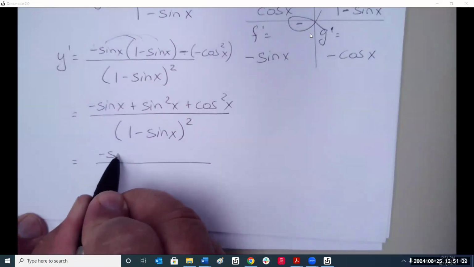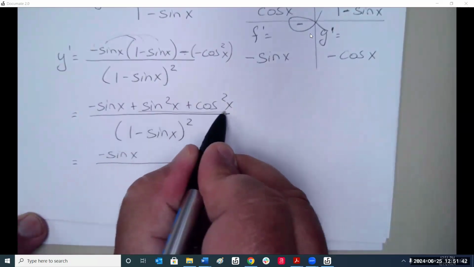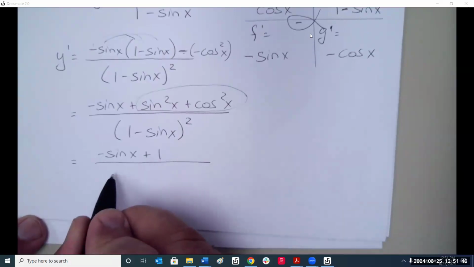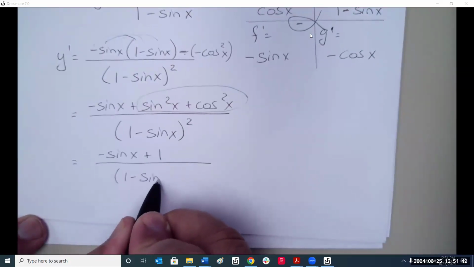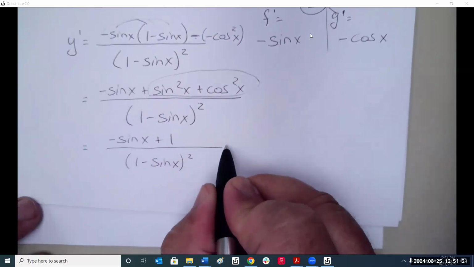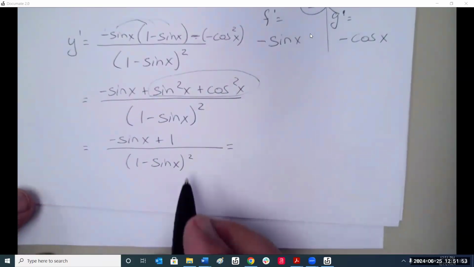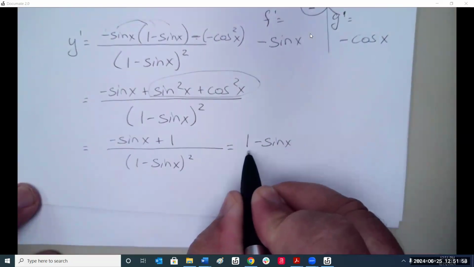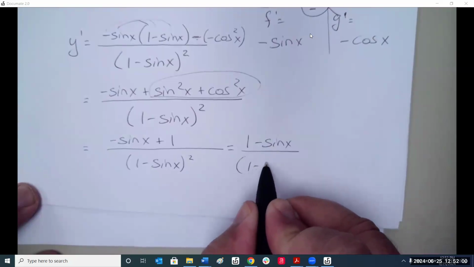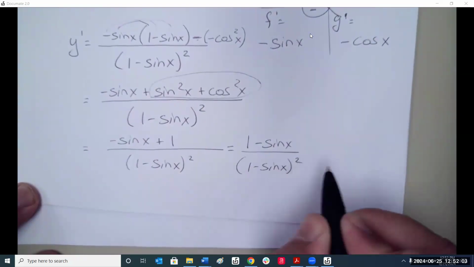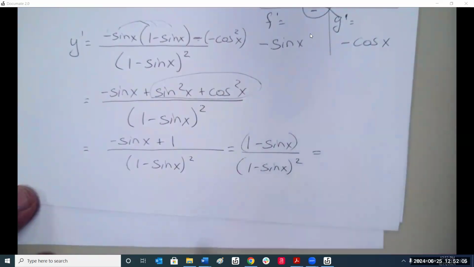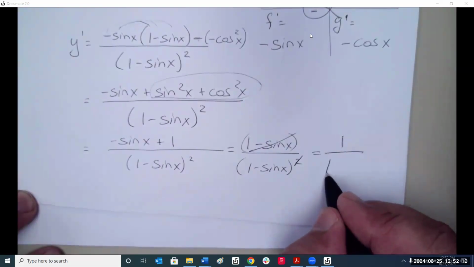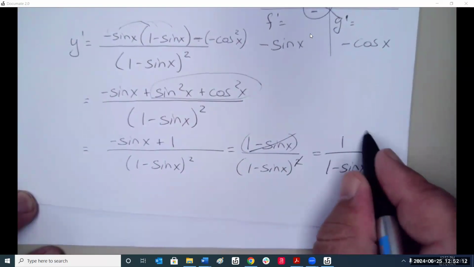We have negative sine x. What is sine squared x plus cosine squared x? 1. We can rearrange those. So one of these cancels with one of those, and we're left with that.